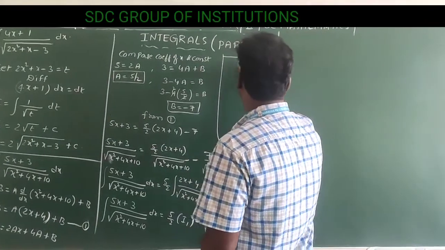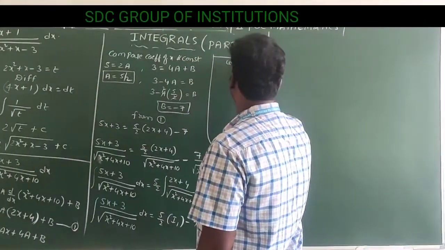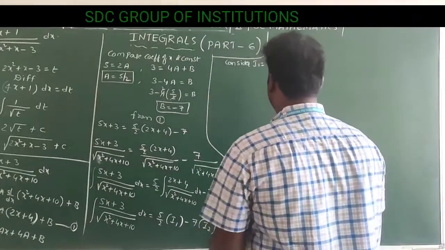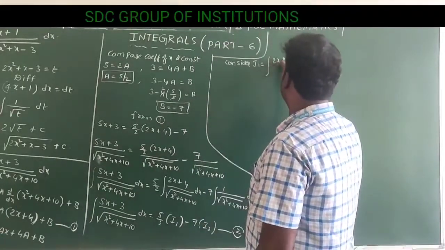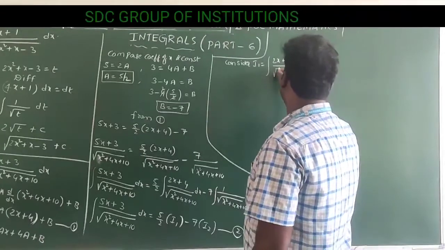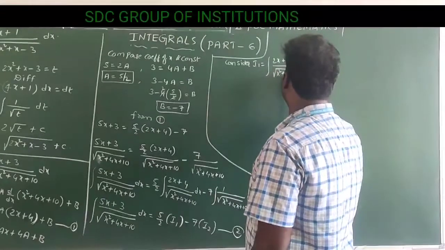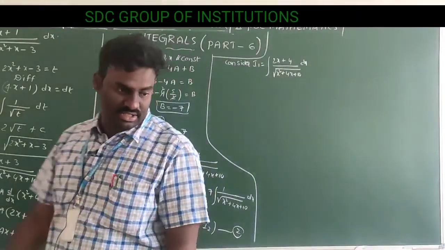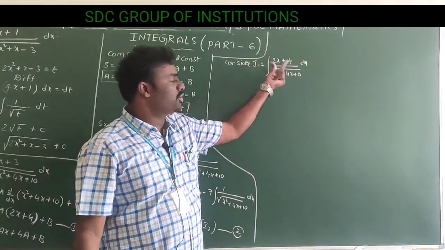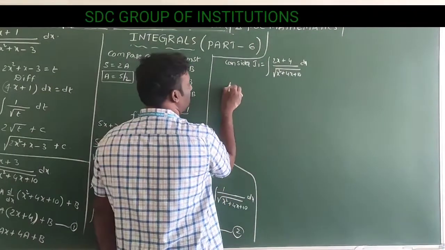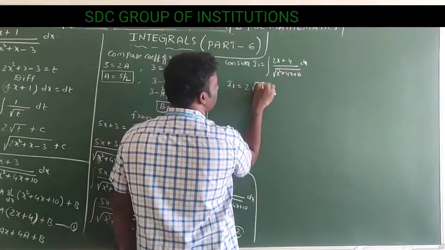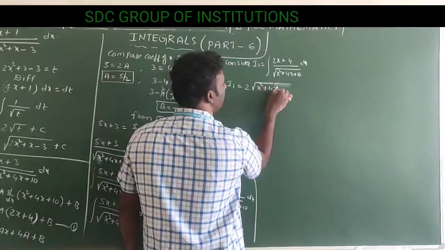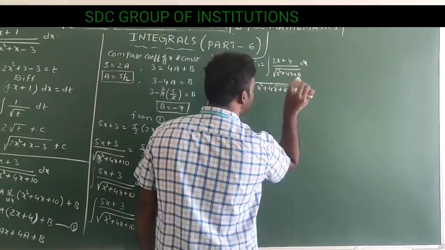First, consider I1. I1 is nothing but the integral of (2x plus 4) by under root of x square plus 4x plus 10 dx. It is a direct formula: integration of f dash x by root f of x is nothing but 2 root f of x. So 2 root of x square plus 4x plus 10 plus constant c.